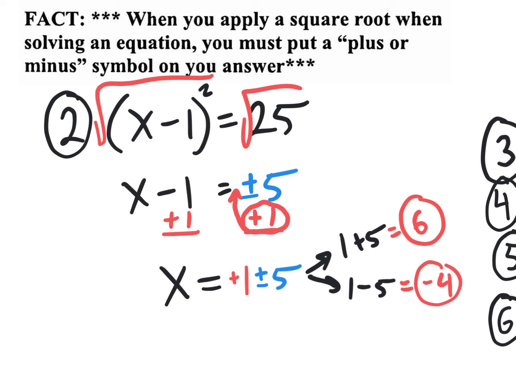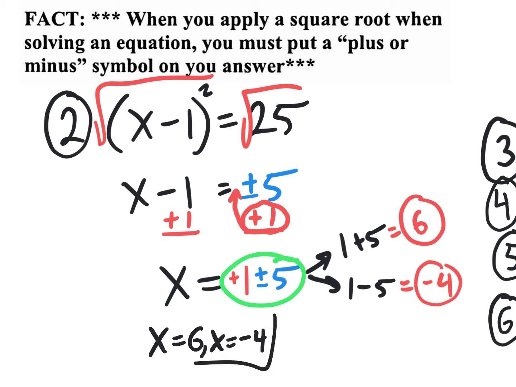So would we leave it as x equals positive 1 and plus or minus 5? I would, or would we rewrite it? Good question. I would not leave it like that. I would for sure write it as two answers, x equals 6, comma, x equals negative 4. And on the test, I probably will ask you to type it in like that, x equals 6, comma, x equals negative 4.